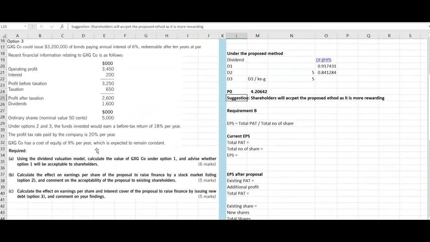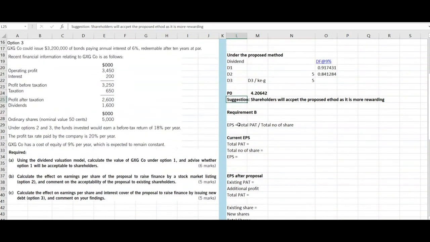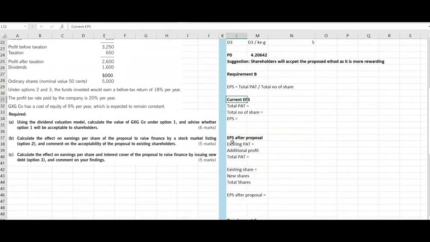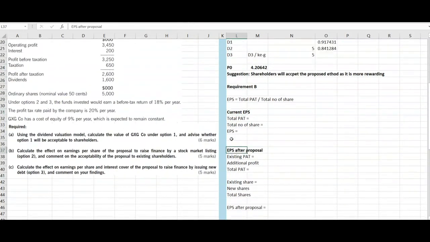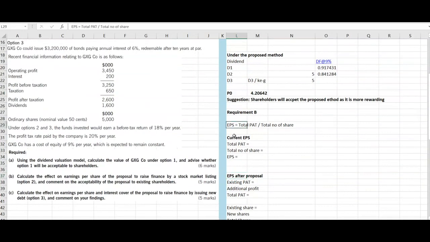To know how it is affected, we have to do two things. One, we have to find out the current EPS, and we also have to find out the EPS after the proposal. This is the EPS formula: the total profit after tax divided by the number of shares. To work out current EPS, we need these numbers. We first need total PAT, or profit after tax. That number is directly given here, so we'll take it. It is 2600 into 1000.